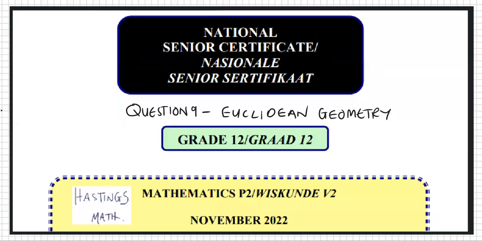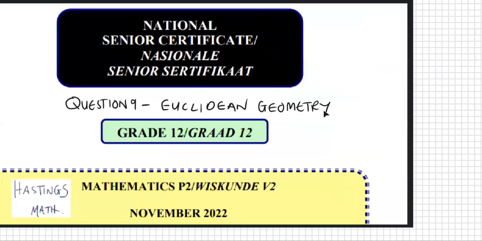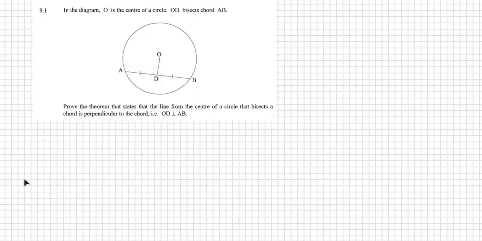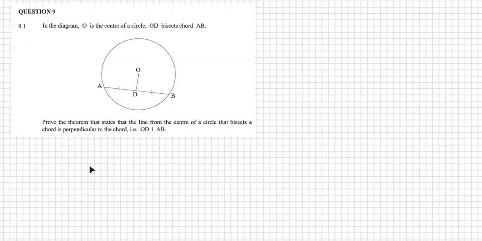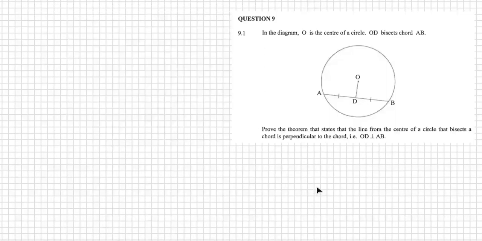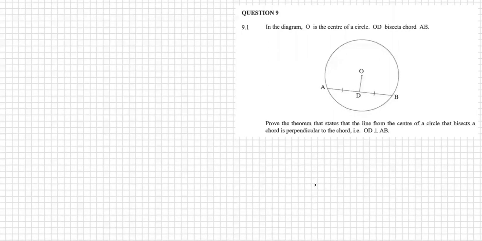This is Mathematics, November 2022, paper 2 of the NSC end of year exam. Question 9, Euclidean geometry. 9.1 starts with a proof. Yay, easy marks. Proof in paper 2.